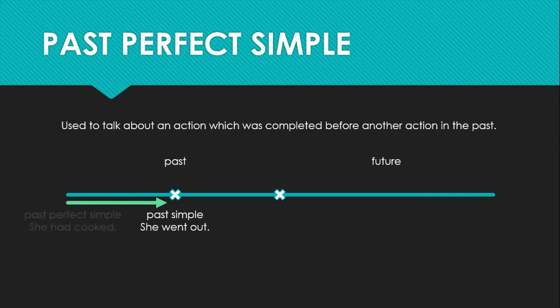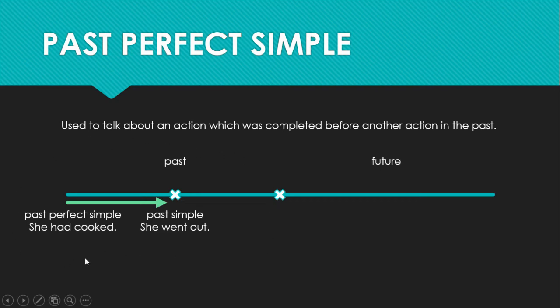Before Aini went out, she had cooked. So to describe the action before she went out, we should use the past perfect simple. Okay, so it means that she had cooked, and after she cooked, she went out. And all of this happened in the past.